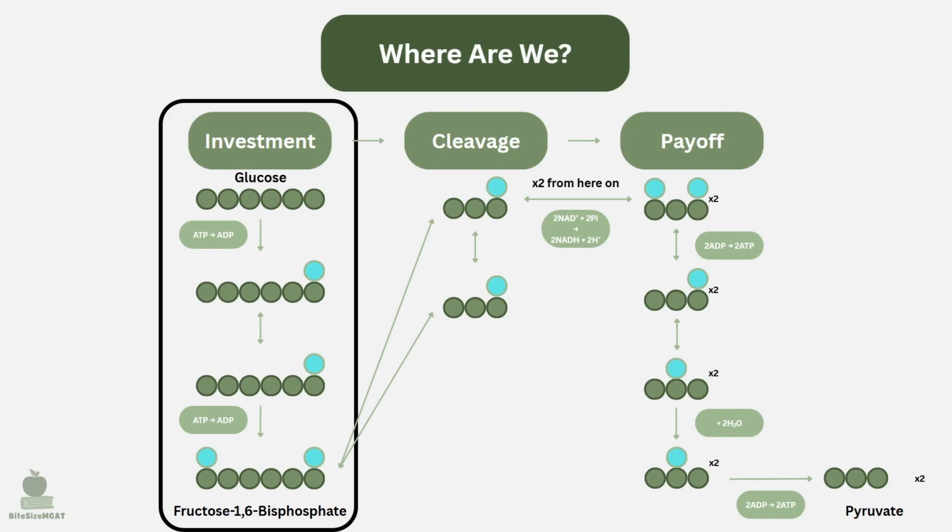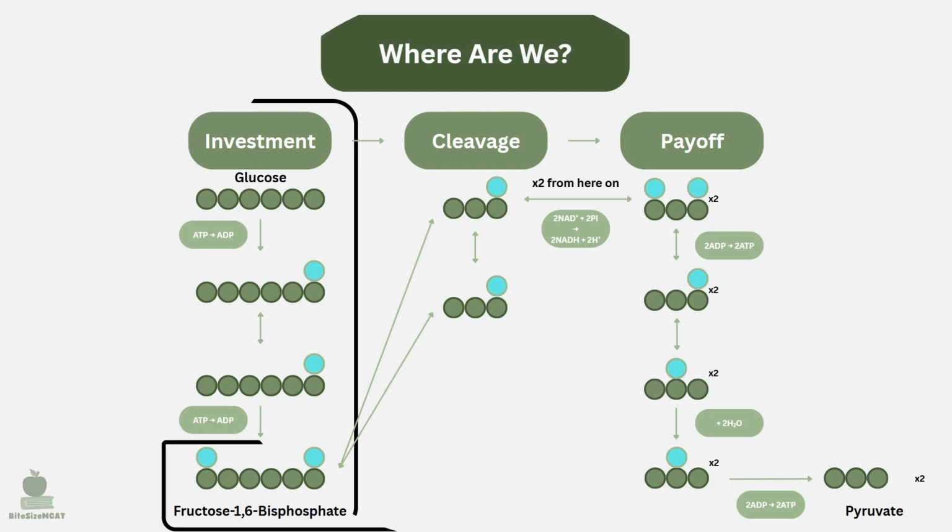Okay, so we just walked through phase 1, the investment phase. Just to overview, we took glucose, and then we phosphorylated it to form glucose 6-phosphate, isomerized it to fructose 6-phosphate, and then we added one last phosphate to get to fructose 1,6-bisphosphate.